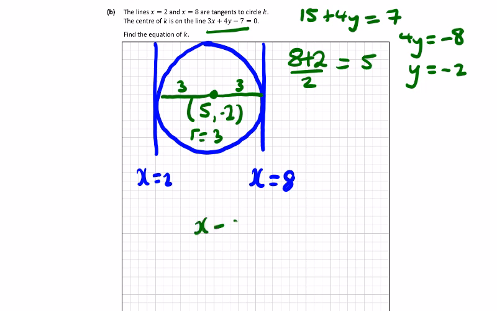The equation of this circle: x minus 5 squared plus y plus 2 squared is equal to r squared, which will be 9.